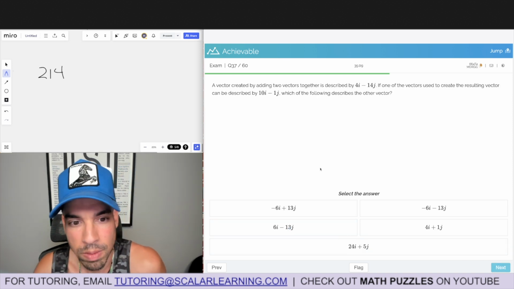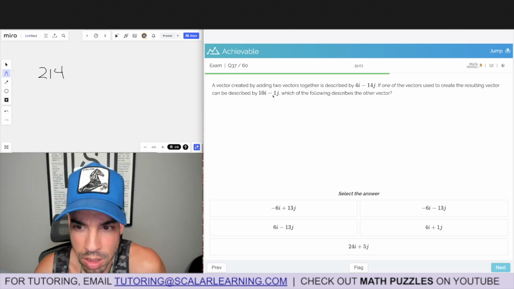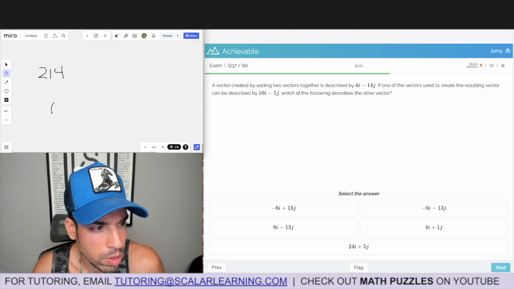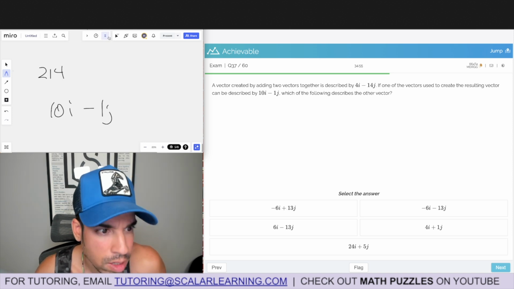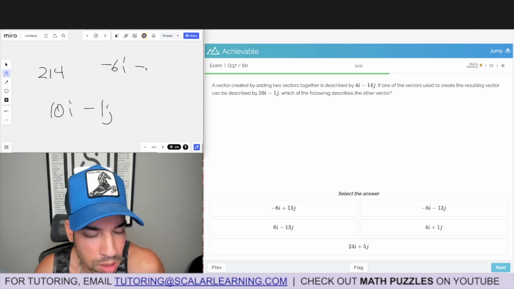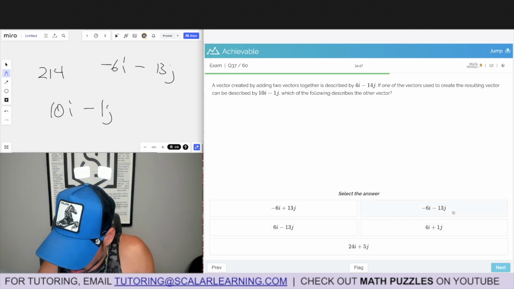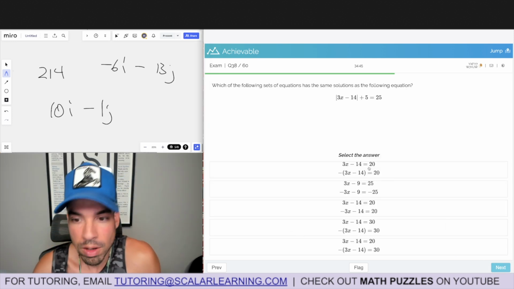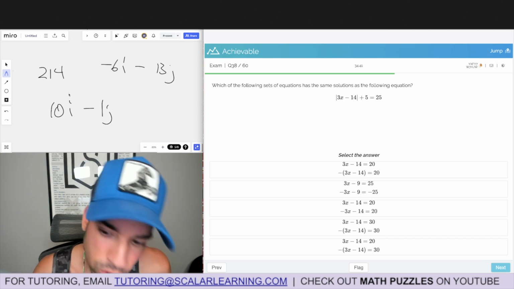Yeah, it's crazy. All right, a vector created by adding two vectors together is described by this. If one of the vectors is this, it's basically 10i minus 1j. So 10i plus what gives me 4i? Negative 6i. And then the other question is negative 1j plus what gives me negative 14? It's negative 13j. So negative 6i minus 13j, which is right here. Boom, done.